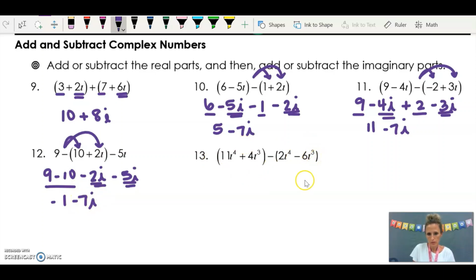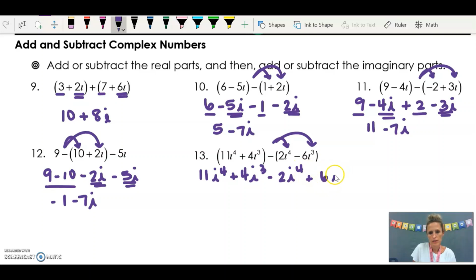This last one is a little bit more complicated because we have higher powers of i, and we'll need to simplify those if we can. So first I'm going to distribute my negative. So that gives me 11i to the 4th plus 4i to the 3rd minus 2i to the 4th plus 6i to the 3rd. Then we're going to combine the like terms. So 11 minus 2 gives us 9i to the 4th, and then 4i to the 3rd plus 6i to the 3rd gives us positive 10i to the 3rd.